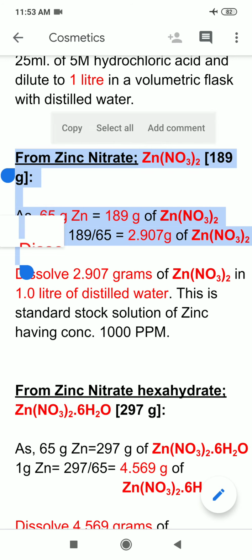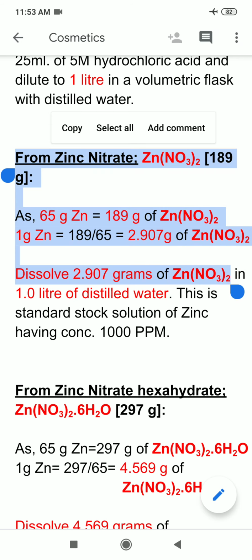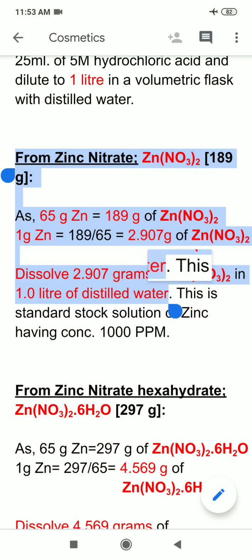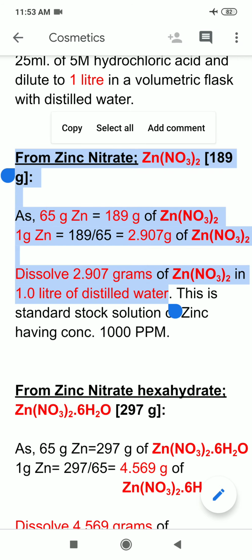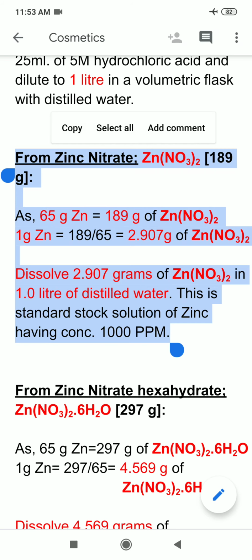So if I dissolve 2.907 grams of zinc nitrate, say anhydrous, because it does not have any water, so it is anhydrous zinc nitrate, in 1 liter of distilled water, then it will have 1 gram of zinc or say 1000 milligram. So if I dissolve 2.907 grams of zinc nitrate, it has 1 gram or 1000 milligram of zinc. So the concentration of this solution will be 1000 ppm of zinc.